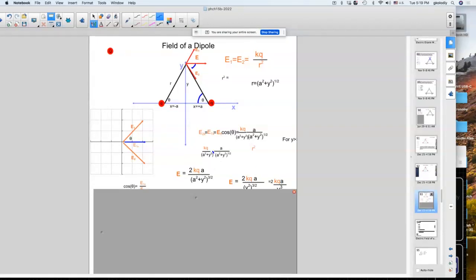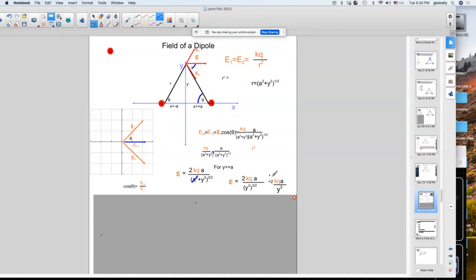That means Y is much bigger than A. If Y is much bigger than A, we can forget about A. For Y bigger than A, we just have Y squared, the square root of that, cubed, which is over here. And the square root of Y squared is just Y, and that's cubed.